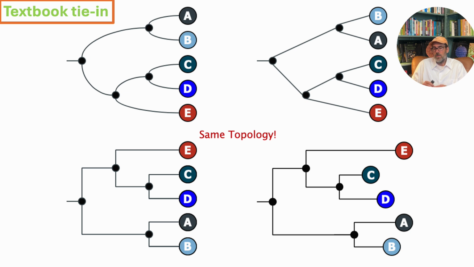Are they straight? Are they angular? And do the branches represent amount of evolutionary change, like in the lower right, or are they just positions, like in the lower left? Lots of variation, but this is all just variation in topology. Ultimately, these phylogenies all show the same relationships between species, so be careful.